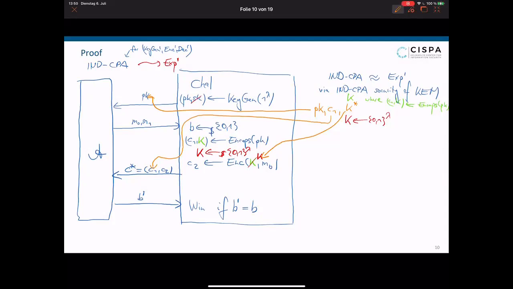Now let's say we are in X prime. What's the winning probability of my adversary in X prime? What can we say here? Now we still have to argue that his winning probability is negligibly close to 1/2 in X prime. And how do I do that? How do we establish that? How can I do this?